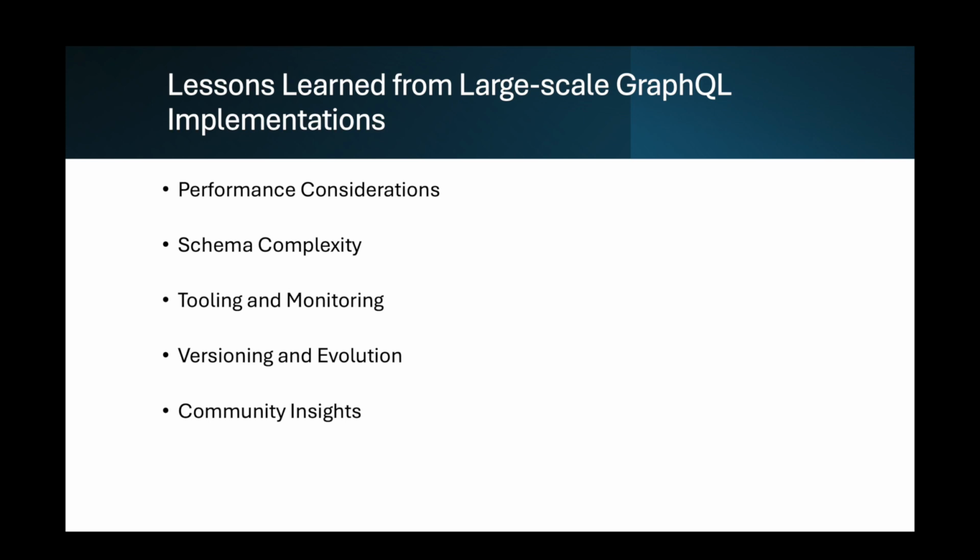Next, tooling and monitoring. Explore tooling and monitoring solutions for GraphQL APIs, including schema validation, query performance analysis, and error tracking. About versioning and evolution. Discuss strategies for versioning and evolving GraphQL APIs over time while maintaining backward compatibility and minimizing disruptions for the client. Talk about community insights.